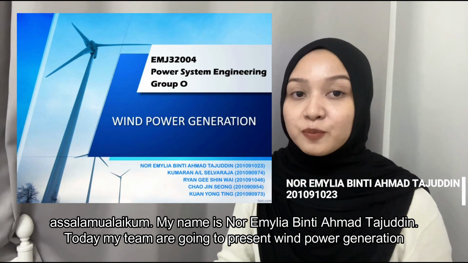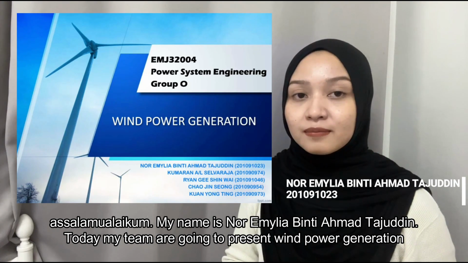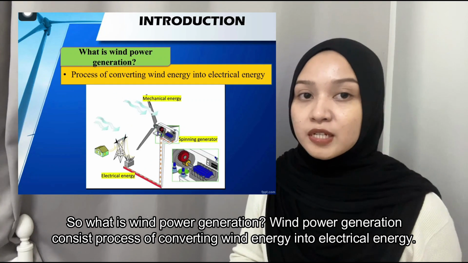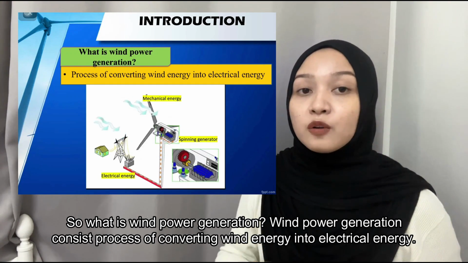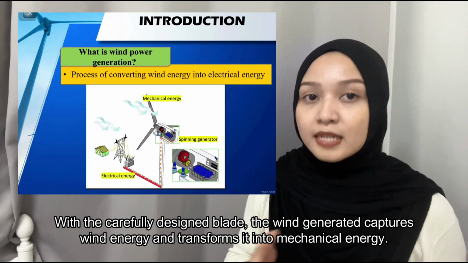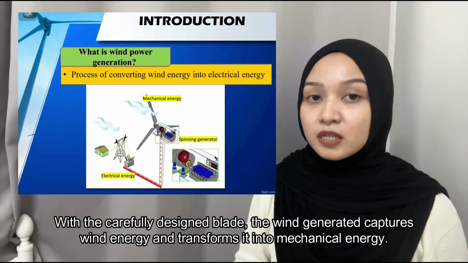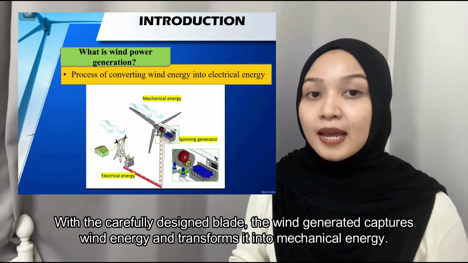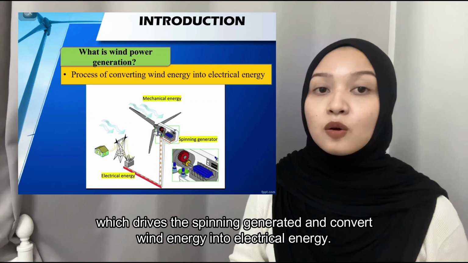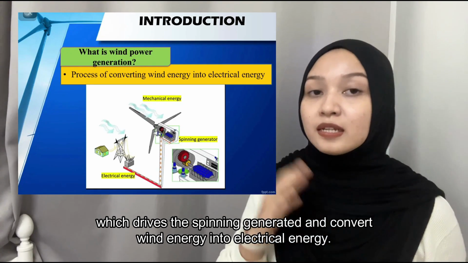Today my team is going to present about wind power generation. So what is wind power generation? Wind power generation consists of the process of converting wind energy into electrical energy. With a carefully designed blade, the wind generator captures wind energy and transforms it into mechanical energy, which drives the spinning generator and converts wind energy into electrical energy.